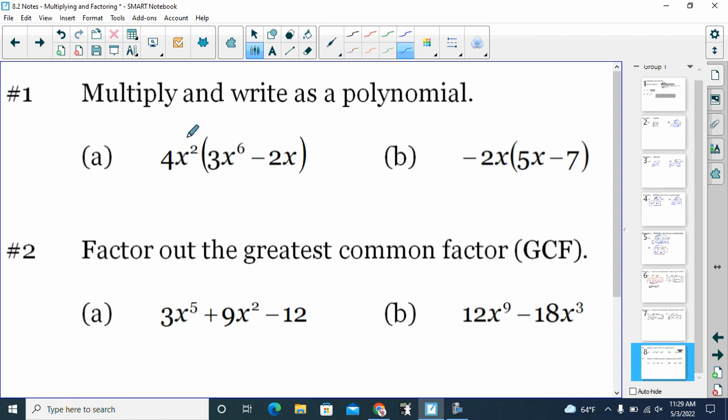Number 1, we are multiplying, so we're going to distribute. 4 times 3 is 12. X squared times x to the 6th, we add the exponents. We are distributing, so we're multiplying a positive times a negative. 4 times 2. And x to the second times x, and again, we are adding the exponents. 2 plus 1 gives me x to the third.